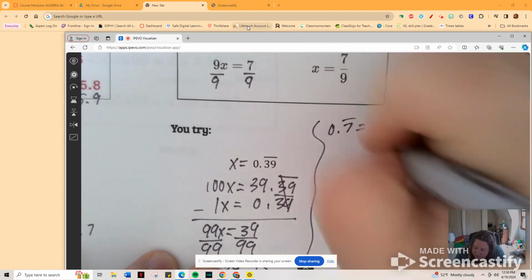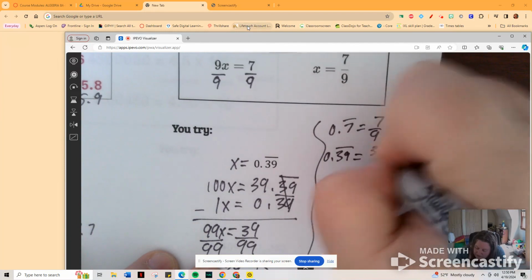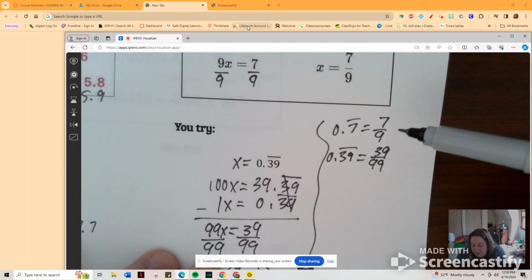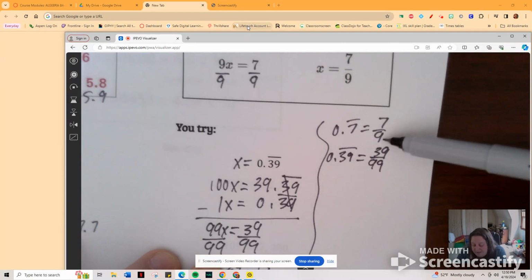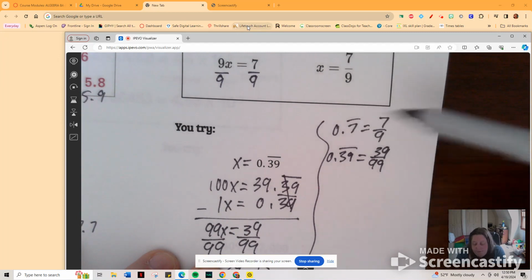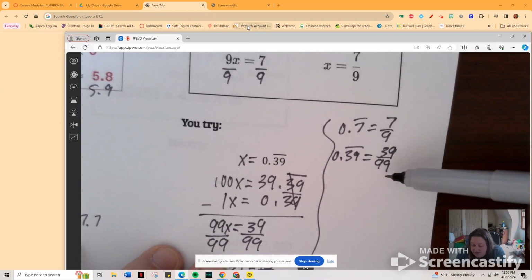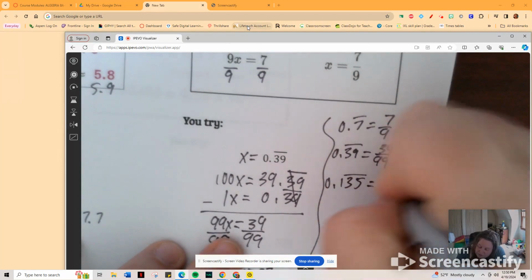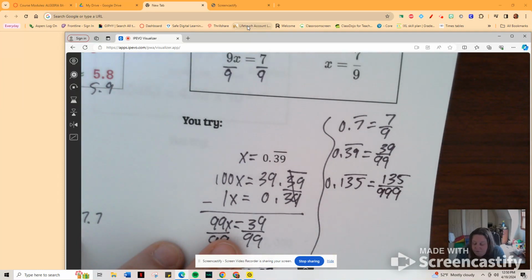So for 0.7, we had 7/9. For 0.39 repeating, we had 39 over 99 originally before we simplified. So the general pattern for basic repeating decimals like this is however many number of digits are repeating, that's the number of 9s you will originally have in your fraction before you simplify. I only have 1 digit repeating, so it's 7 over 9. This one I have 2 digits repeating, so it's going to be 39 over 99. So if I had 0.135 repeating, this would be 135 over 999. Of course, you would want to simplify if you could.